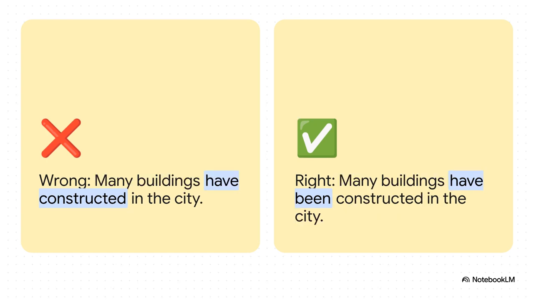Oh, this is such a classic one with the passive voice. People forget a little word. When you mix the present perfect tense with a passive voice, you need two little helpers, have and been. So you can't just say many buildings have constructed. No. It has to be many buildings have been constructed. That tiny word been is absolutely crucial.